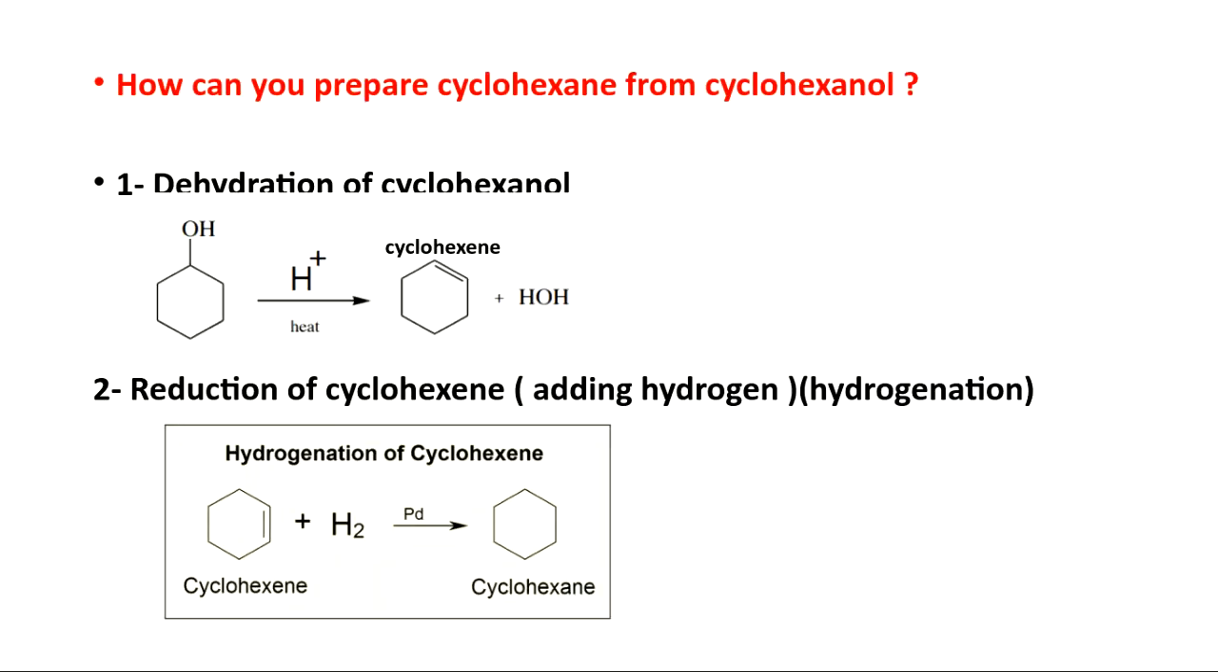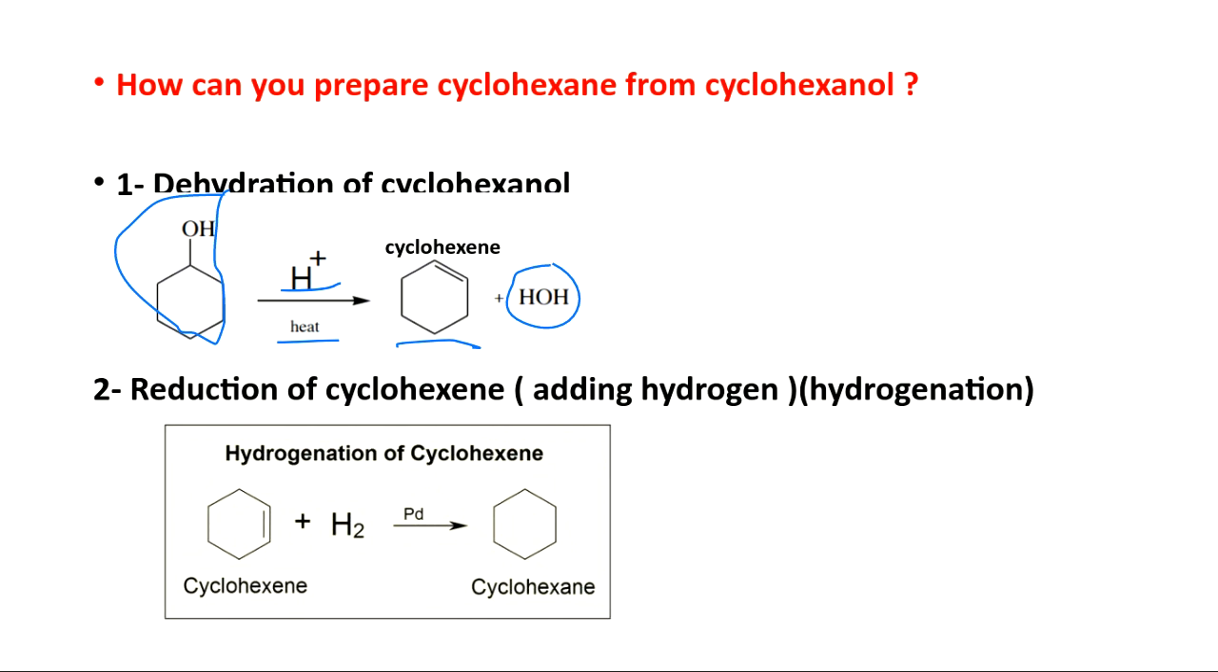Now a different type of question, such as this one: how can you prepare cyclohexane from cyclohexanol? That means I start with cyclohexanol and convert it to cyclohexane. The first step is dehydration of cyclohexanol. What does that mean? We remove water from the cyclohexanol. As you can see, this is cyclohexanol. We will do dehydration, removal of water. I need an acidic medium, H+, and heat. Water leaves and a double bond forms.